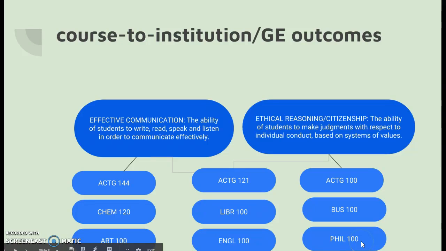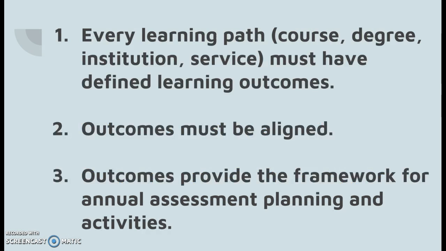I'm actually guessing about philosophy and business, but I know accounting does have courses whose outcomes support ethical reasoning. And here are some courses that perhaps support both. So again, the alignment is a way of seeing your course in the context of a student's wider general education. So you have to have outcomes for everything. Outcomes need to be aligned.